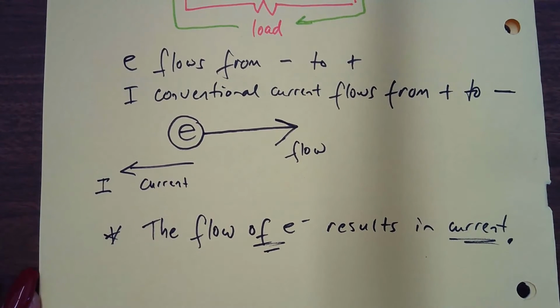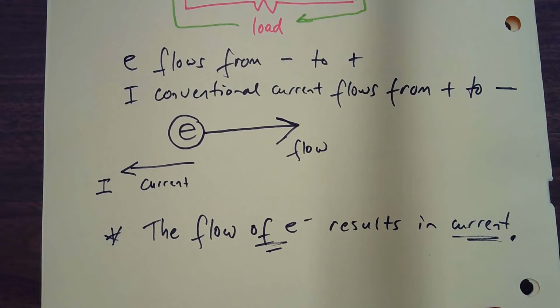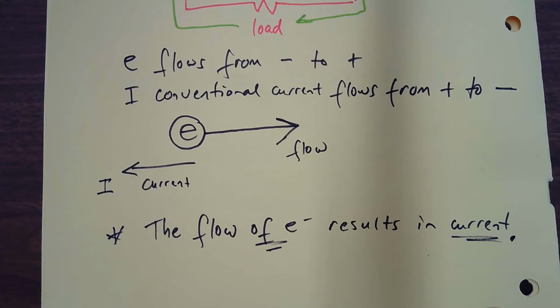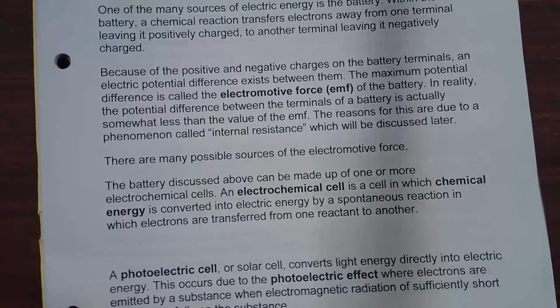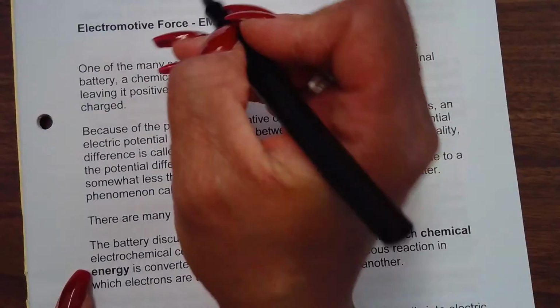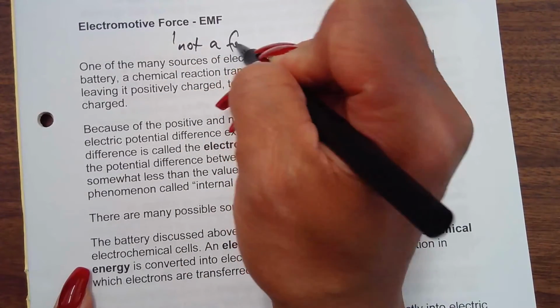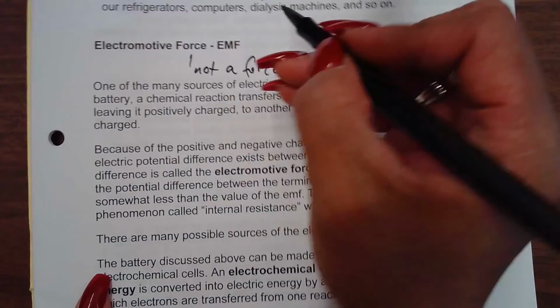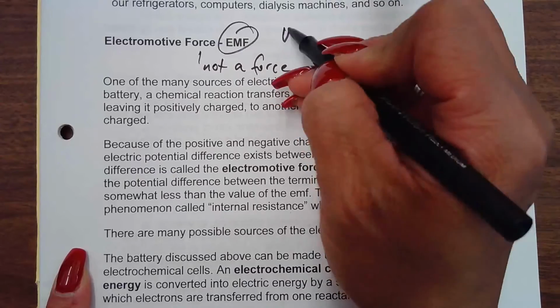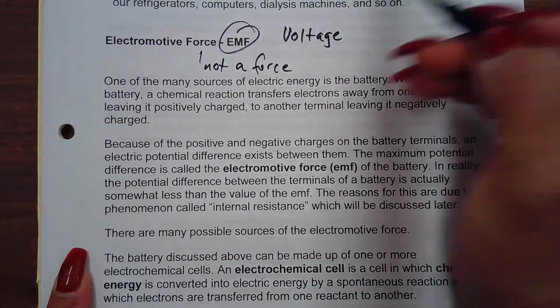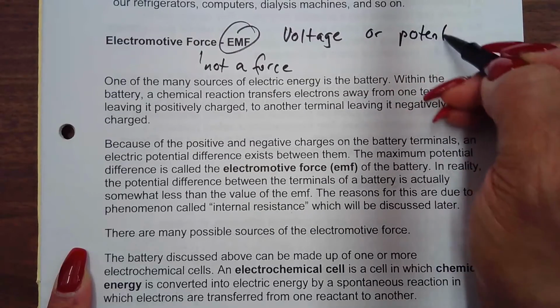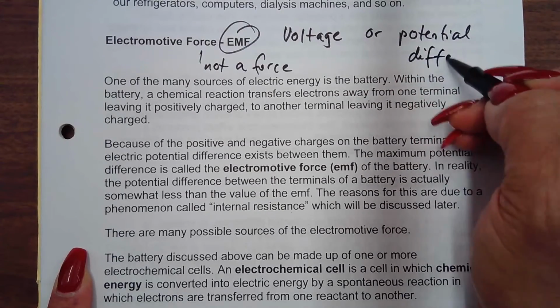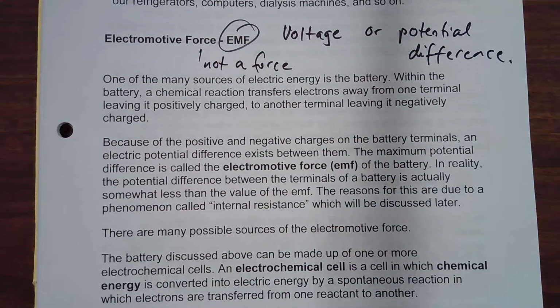Okay, so let's cover lesson 1 quickly. It's all about electricity and electric current flow, conventional current flow. All right, so EMF. It's called electromotive force, but it's actually not a force. EMF is the electric energy in the battery, also known as voltage or potential difference. So it's known as the EMF, but it's actually voltage. It's measured in volts. It's not a force.